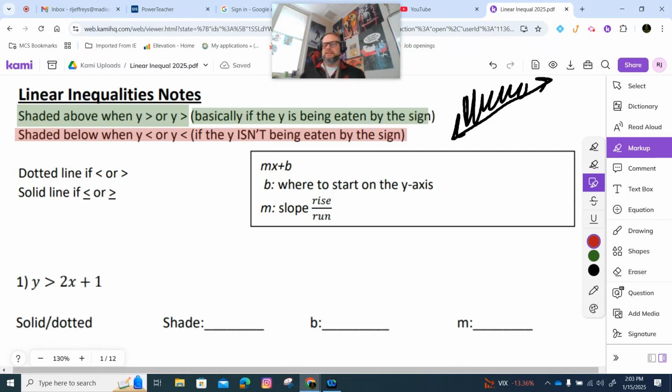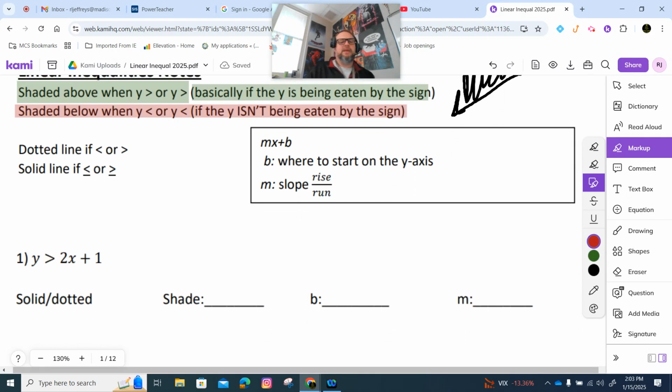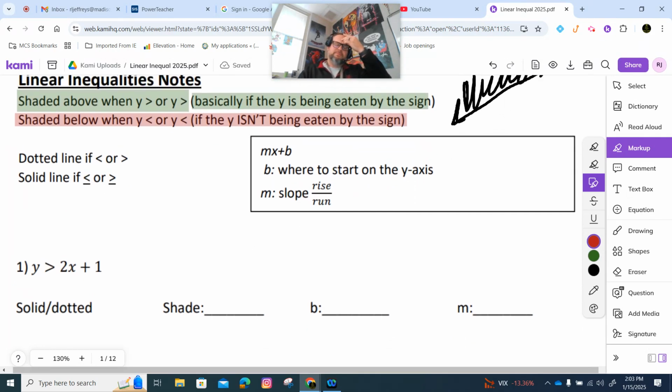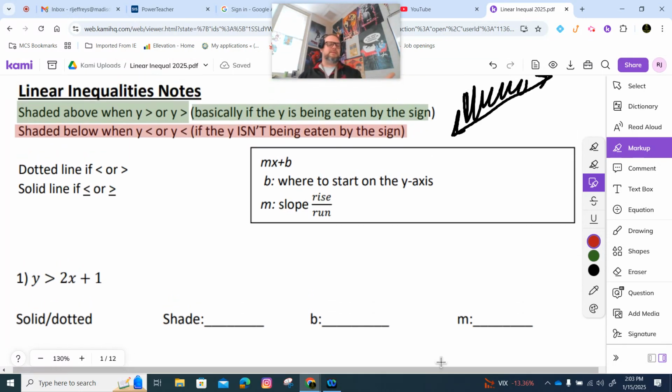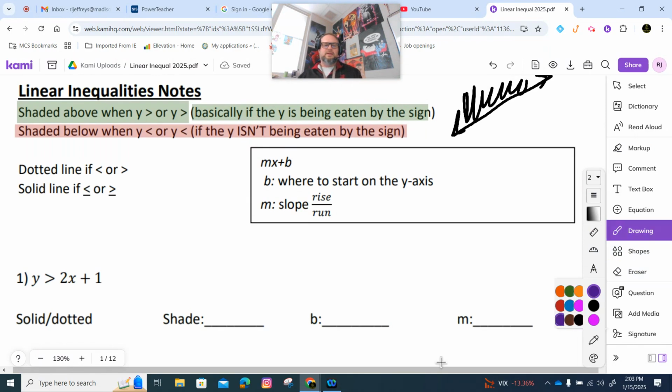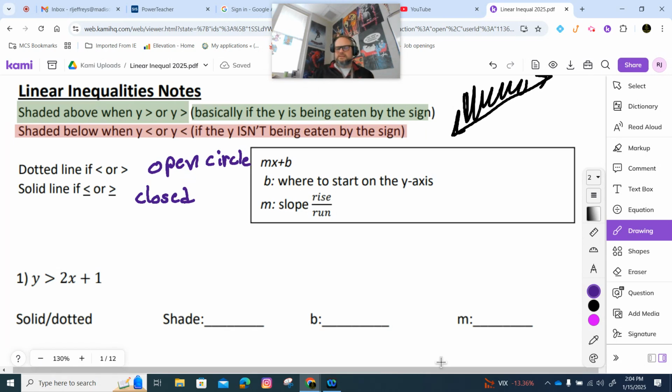But actually, we'll graph these here in a second online. It's just this. This is easy. Also, it's dotted. This is kind of like our open circle, and this is kind of like our closed circle. And remember, it's like mx plus b when it's like this, and yada yada.